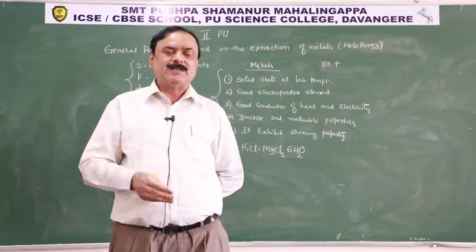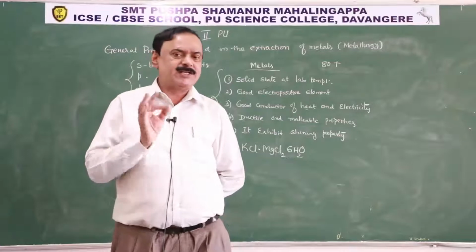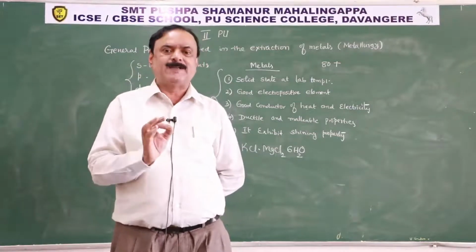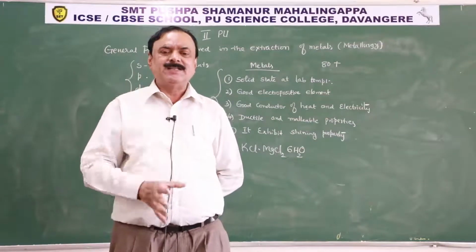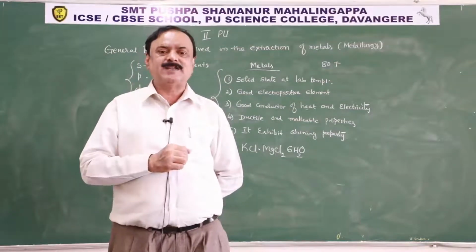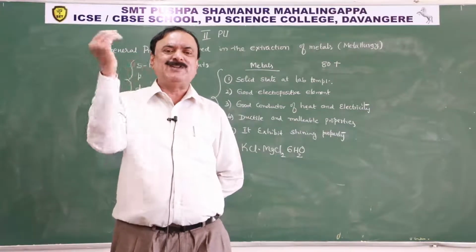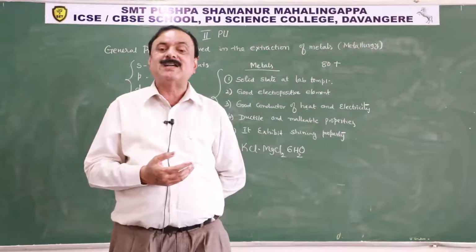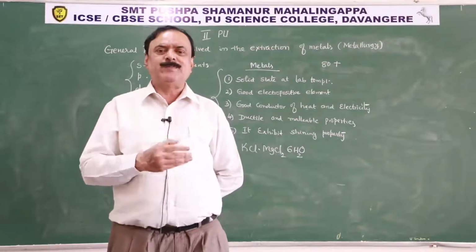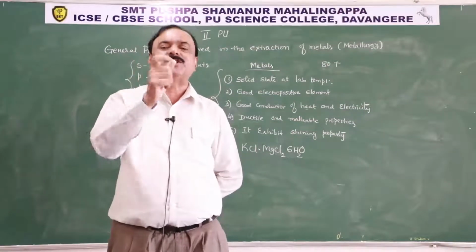For example, how do you obtain iron in nature? Iron occurs in nature in the form of the respective oxide, hematite or magnetite. These are the oxides of iron. How to obtain manganese? Manganese occurs in the form of pyrolusite, an oxide ore of manganese. How to obtain chromium? Chromium is found in the respective oxide, called chromite.